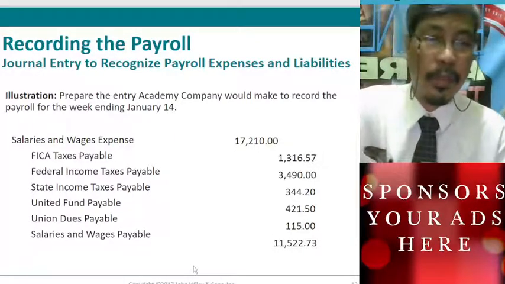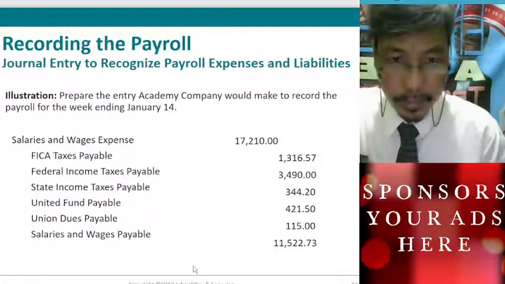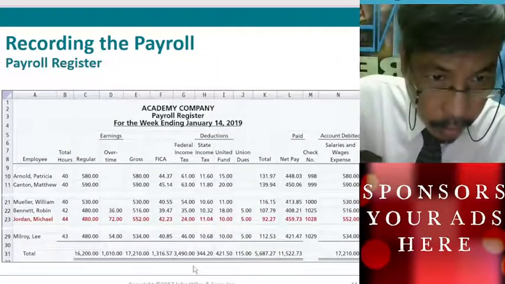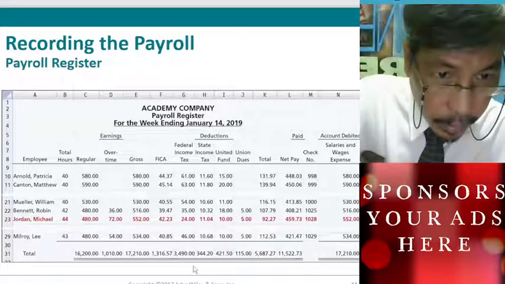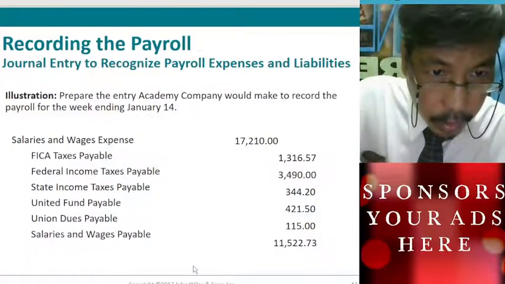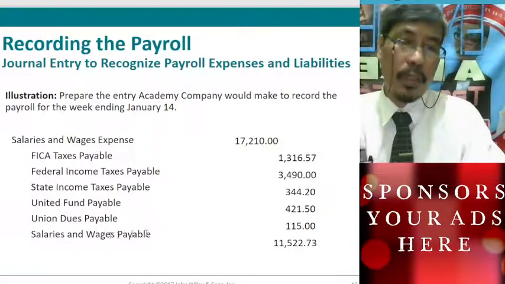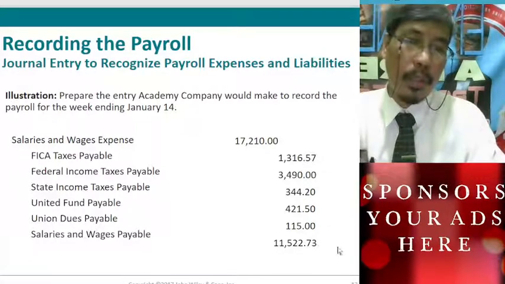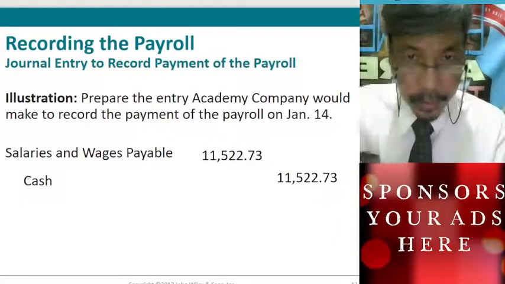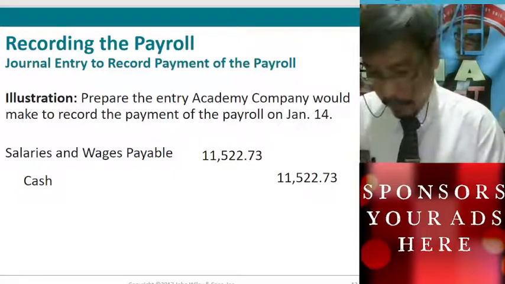Salaries and wages payable, meaning there are still others that are not yet paid. So you have union dues, 115. Then salaries and wages payable, 11,000. So that is the net. Salaries and wages payable is the net. Okay, let us go to the next example.